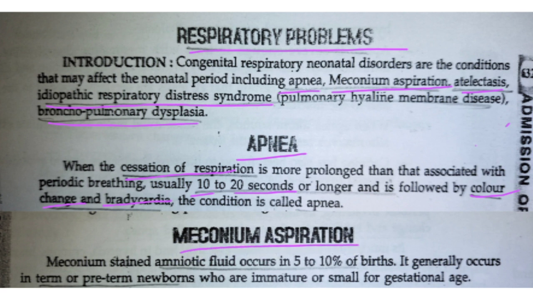When the baby is inside the womb at the time of birth, the baby might inhale the meconium. Generally in 5 to 10% of births, this condition is seen. That is meconium aspiration. It can be seen either in a full-term baby or a preterm baby.